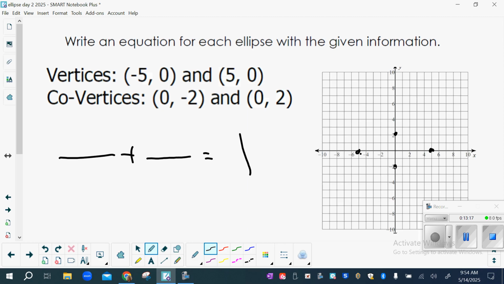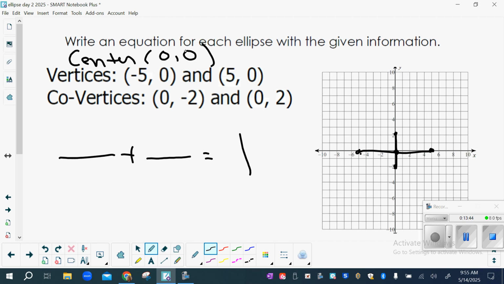So the first thing we always need is the center. There are a number of ways to find the center. The easiest is literally just to figure out what's in the middle. You graphed it. Just go like this. Look, they cross in the middle at 0, 0. That method almost always works. So 0, 0 is my center.